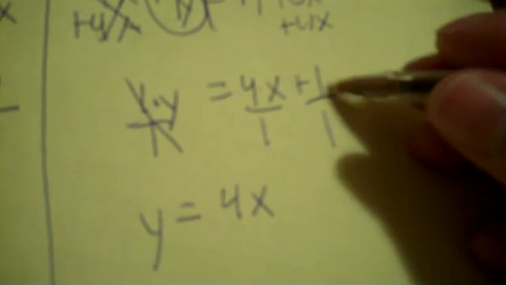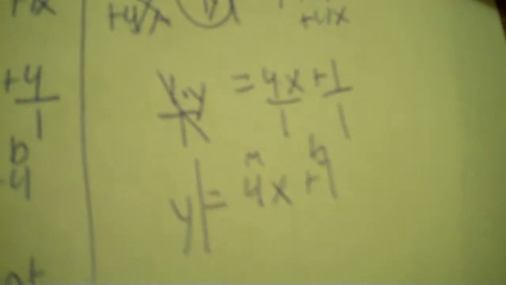4 divided by 1 is 4. 1 divided by 1 is 1, and guess what? MB. Okay, just like that. So slope is 4, put a 1 under it, and the y-intercept is plus 1. Okay, plus 1.